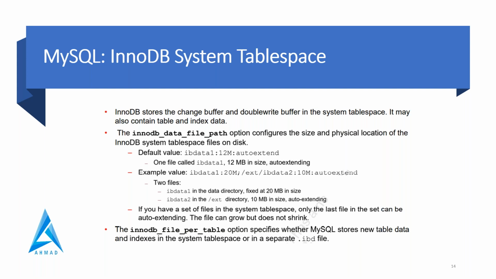And two files, like we have ibdata1, ibdata2, like this. You have a set of files in the system tablespace. Only the last file in the set can be autoextending. So this is an important point. And the file can grow but does not shrink. So please remember that. And what is the extension of this? .ibd file. Okay.